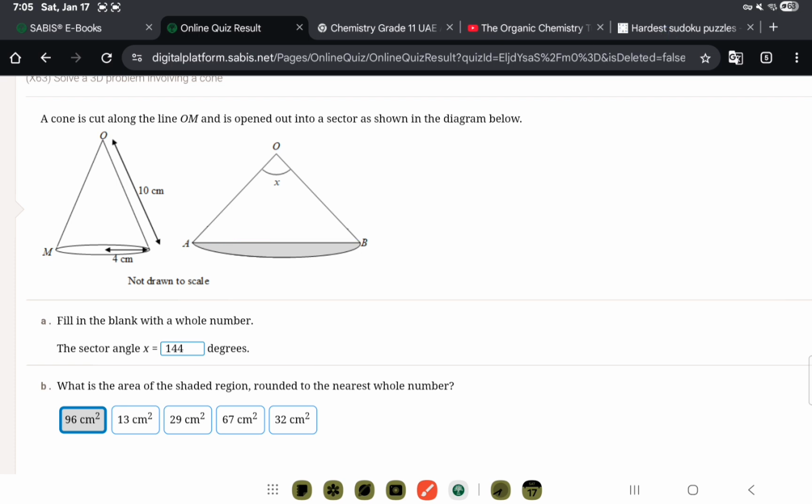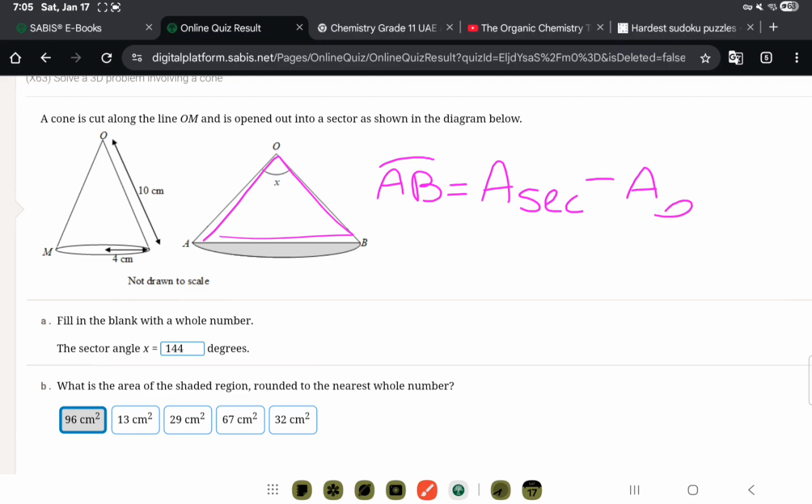Anyways, what you need to know is the shaded area, which is this. So I'm just going to say arc of AB, because that's what it is. It's this, okay? It is equal to the area of the sector minus area of OAB.